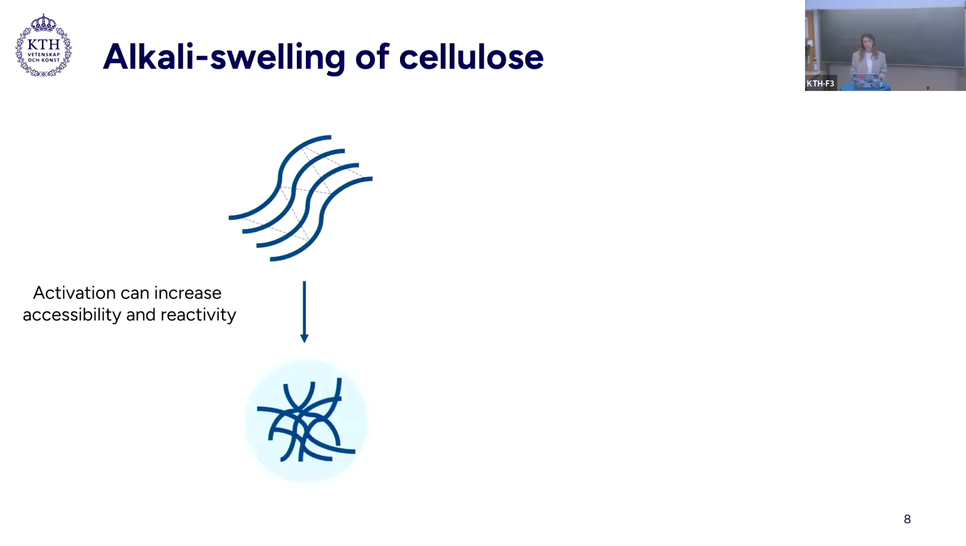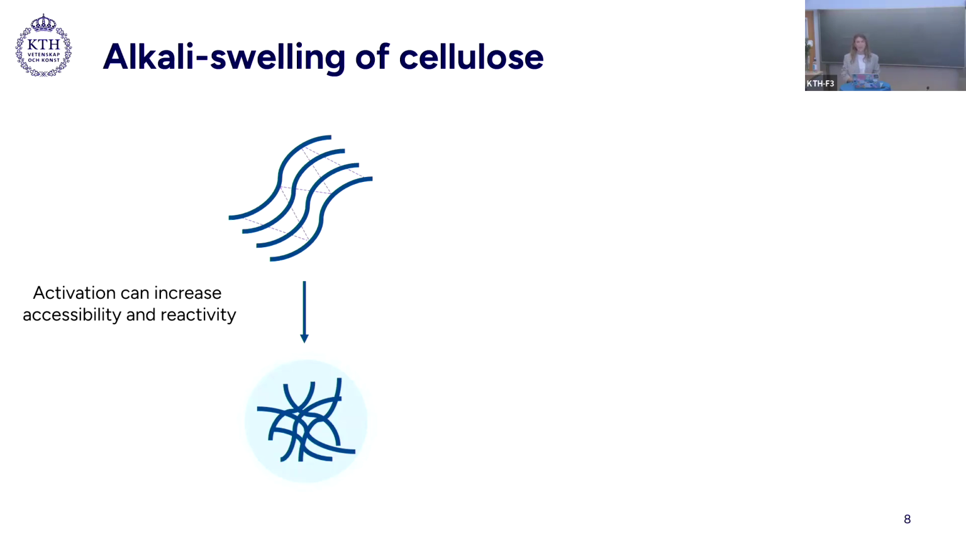So what we typically do is some type of activation. Activation can increase the accessibility and therefore the reactivity, so we can get a better reaction. In my case, I've been using alkaline activation to swell the cellulose. We do this because we want to disrupt this hydrogen bond network, and we want to increase the distance between the chains and just make the material more disordered.